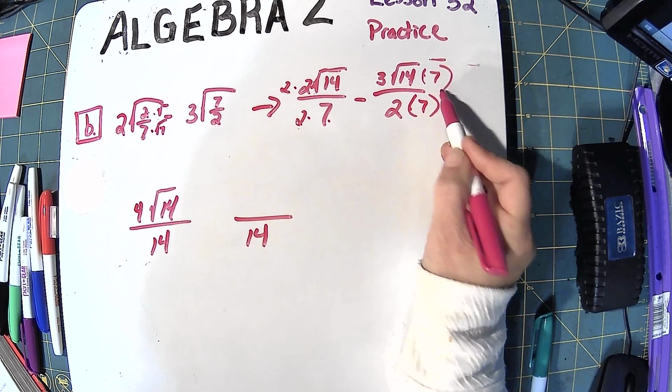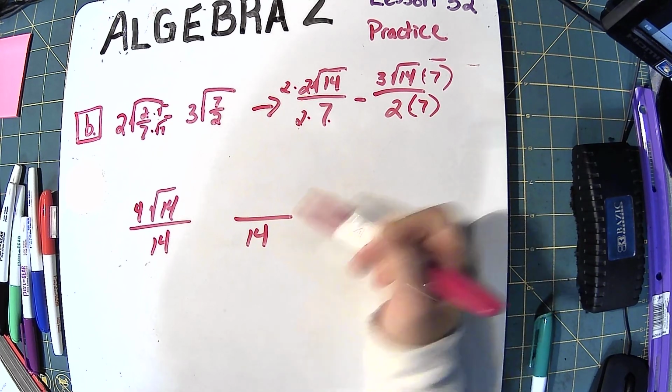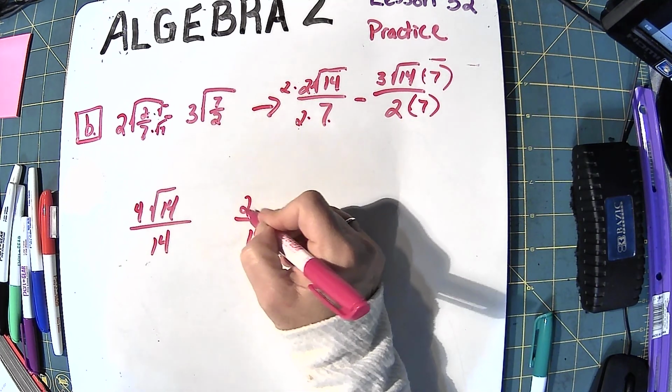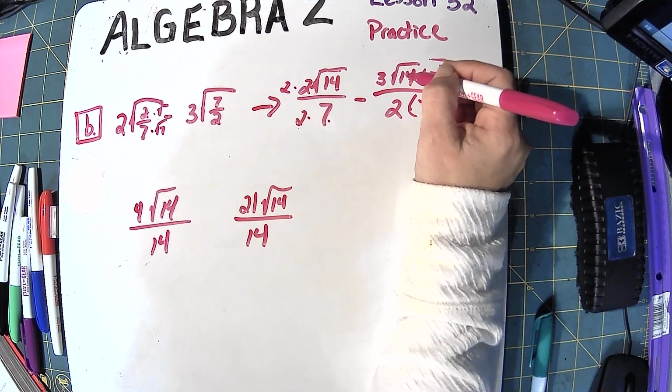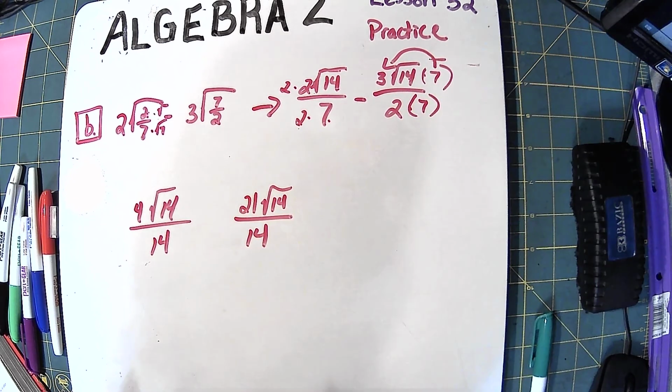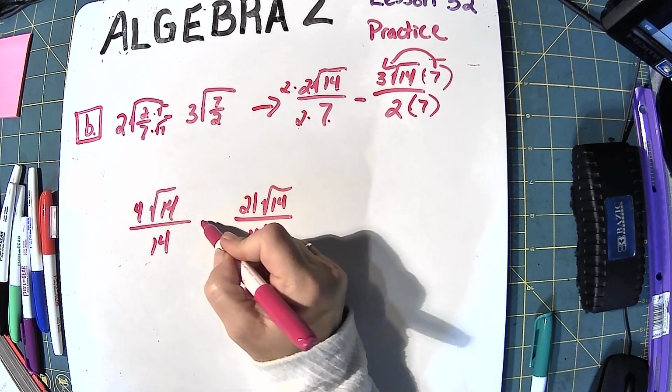Okay, so 7 times 2 is 14. That's how I got my new bottom. 3 times 7 is 21. It's the square root of 14. Okay, so I didn't multiply inside the box. I multiplied the number that was outside. All right, and then this was subtraction.